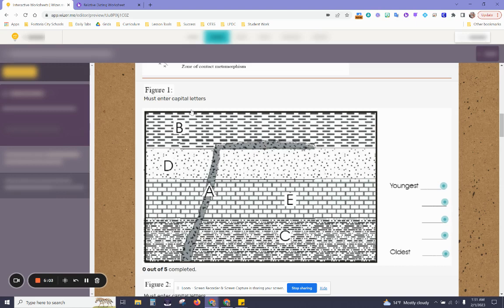Okay, let's check your answers here. The first layer to get laid down, and I'm pretty sure these are all, if you went back and checked, these are all sedimentary rock layers, okay? All sedimentary. But we do have some faults going on here.